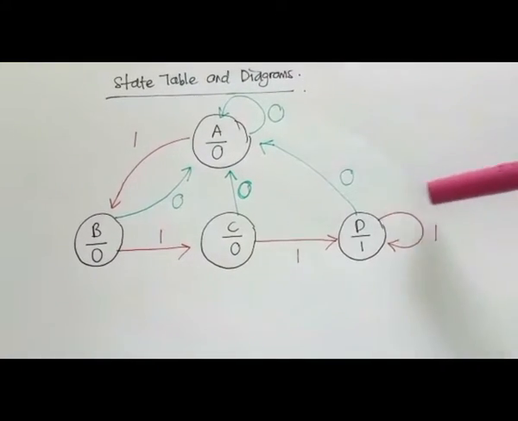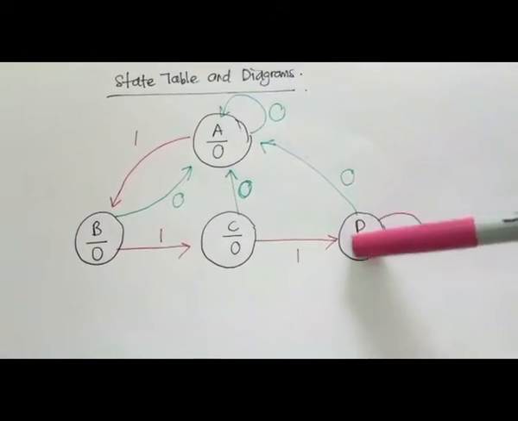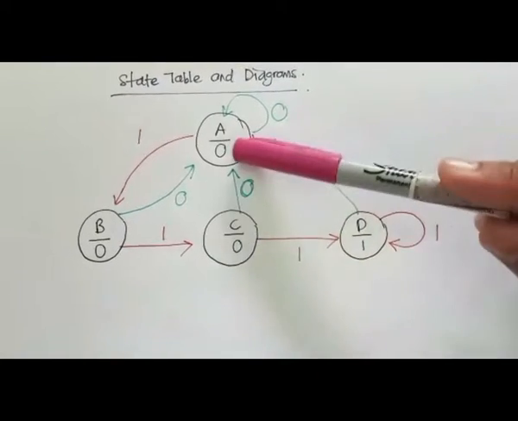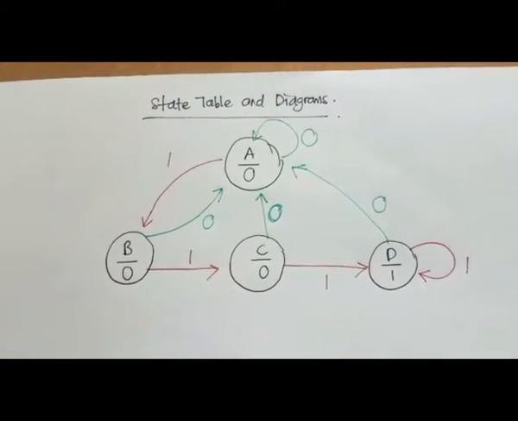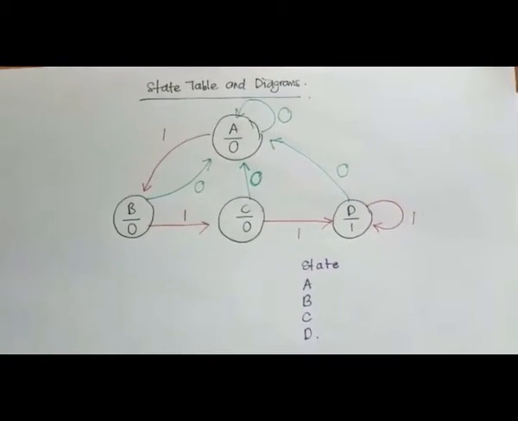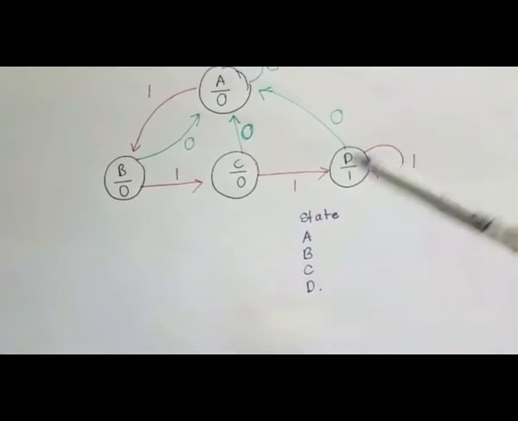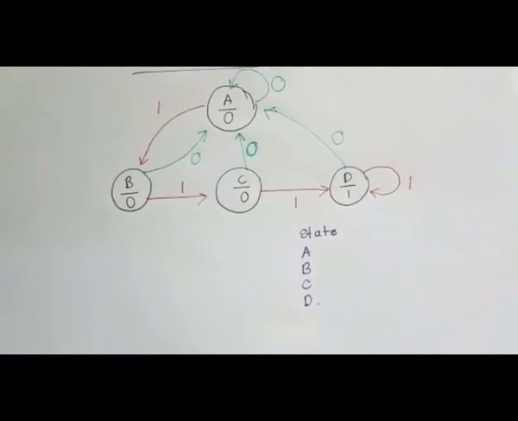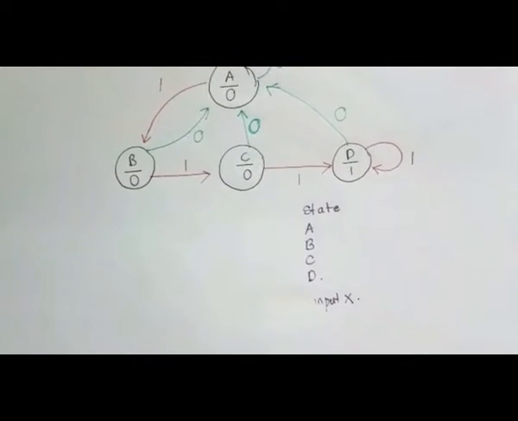For state D, if it is 1, it stays at D, because it is the state diagram, it is like this. And if it's 0, it will go back to A. So there are 4 states, which are state A, B, C, and D. The numbers here, 0 and 1, are the input, so we consider it as input X.